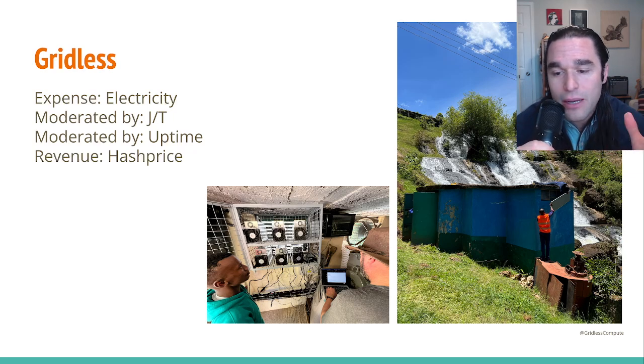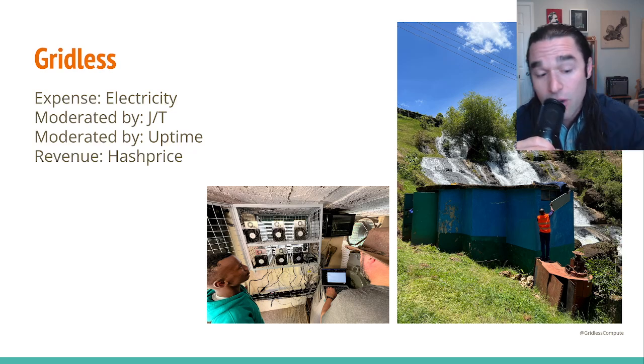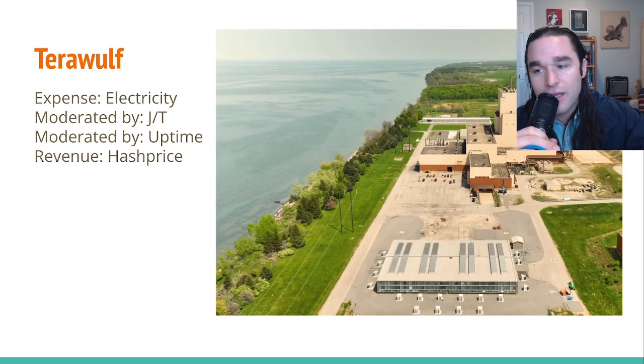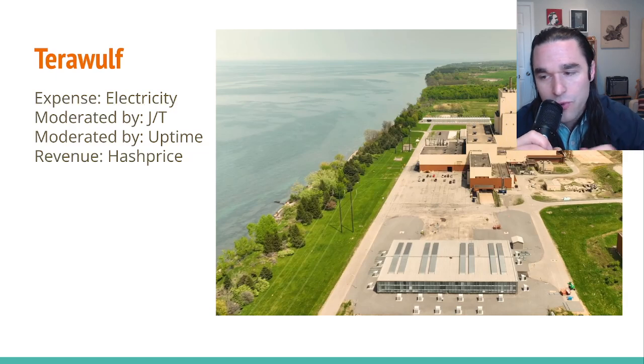So I want you to think about this business as a more robust thing than just newest machines hashing away indefinitely. Understand that all these things listed on the left-hand side are negotiable. Another example is Riot's Corsicana facility. Another example is the TeraWulf facility. We're getting a little bit long now, so I'll just go through one of them.